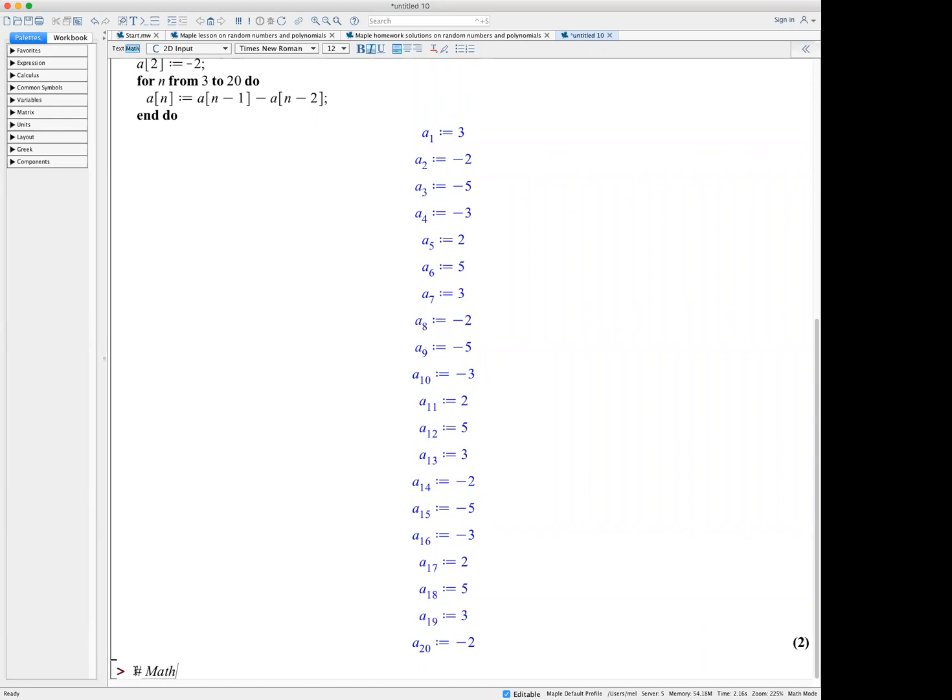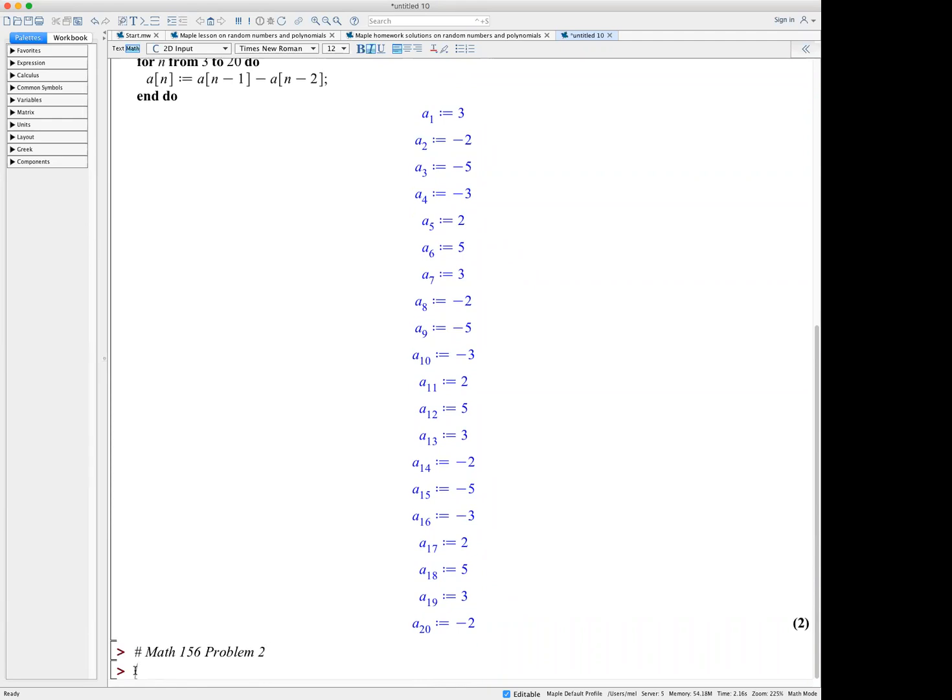So this is from Math 156, problem 2. You want to plot these two lines together: 2x minus 9y equals 7, and 3x plus 8y equals minus 5.